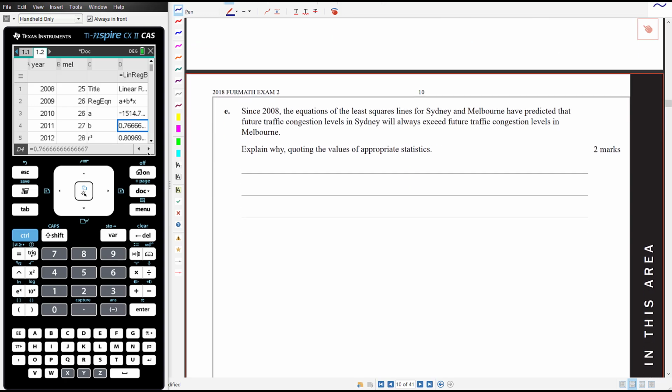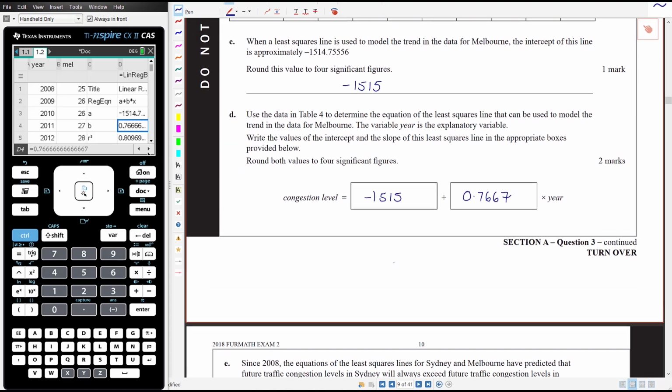Okay, question part E. Since 2008, the equations of the least squares lines for Sydney and Melbourne have predicted that future traffic congestion levels in Sydney will always exceed future traffic congestion levels in Melbourne. Explain why, quoting the values of appropriate statistics.